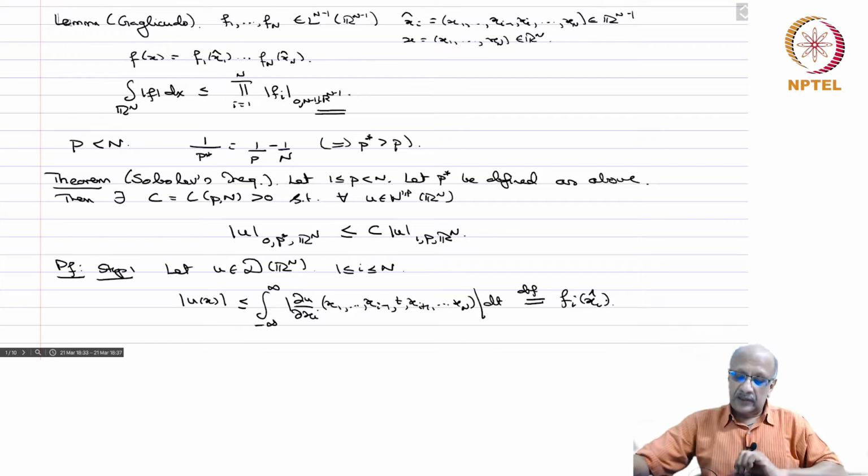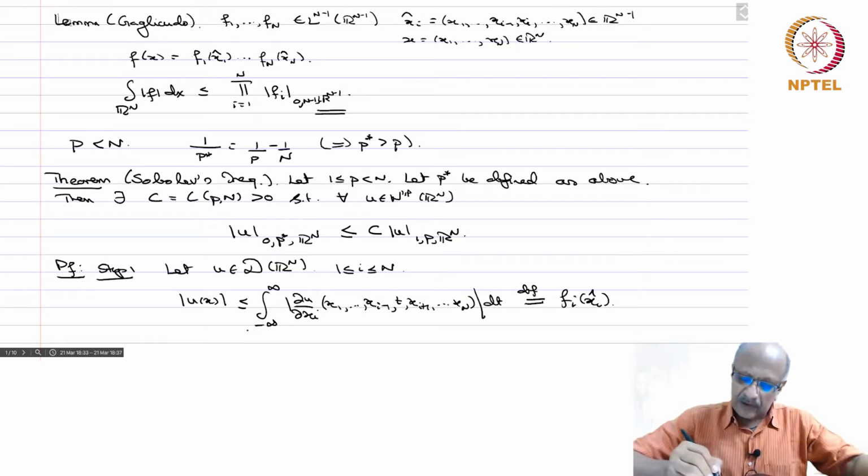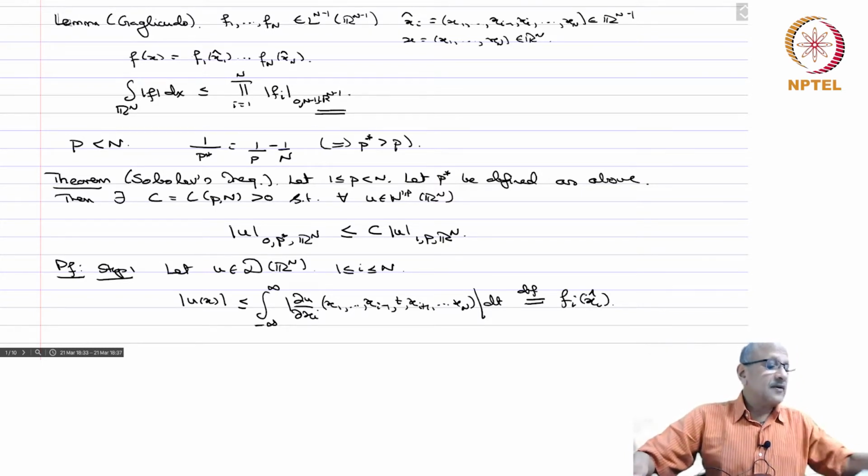I have applied the fundamental theorem of calculus. |u(x)| can be written as the integral from minus infinity to xi of ∂u/∂xi of all this, because u is a C infinity function with compact support, so everything is fine. Now when I take the modulus of that, it's less than or equal to the integral of the modulus, and then instead of xi I am putting a higher number, so I take it to infinity, and so I get an inequality. Then this is a function in everything except xi, and therefore I am going to call it fi(x̂_i).